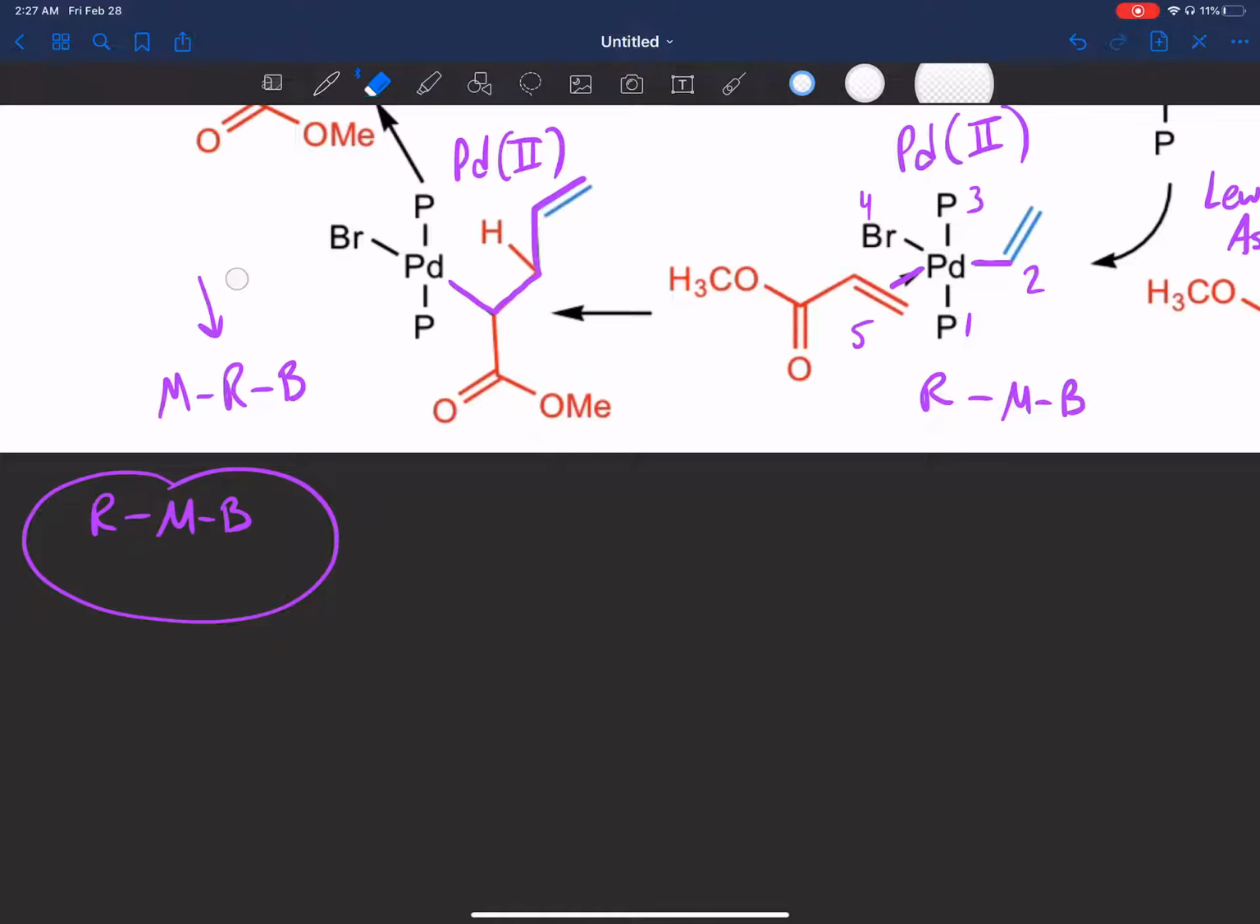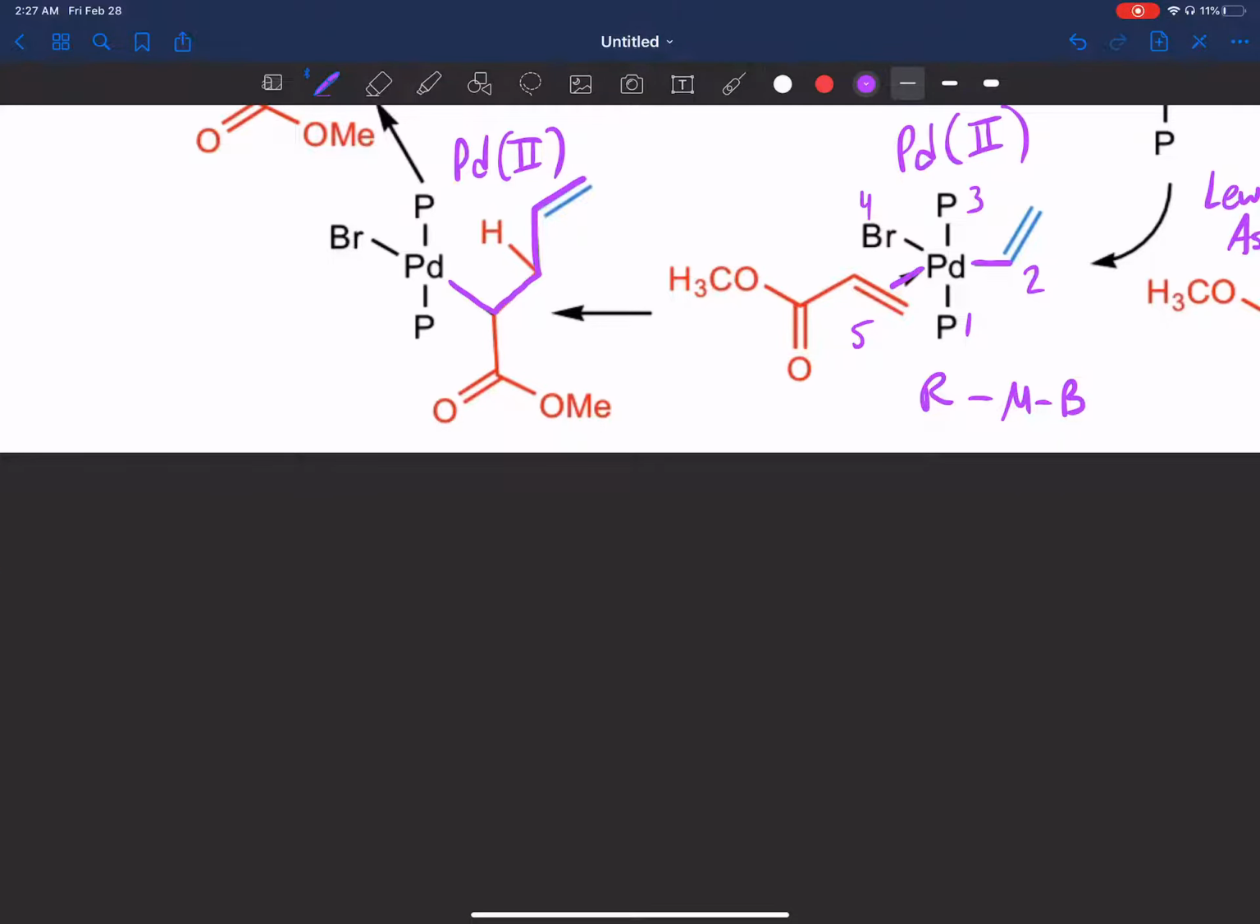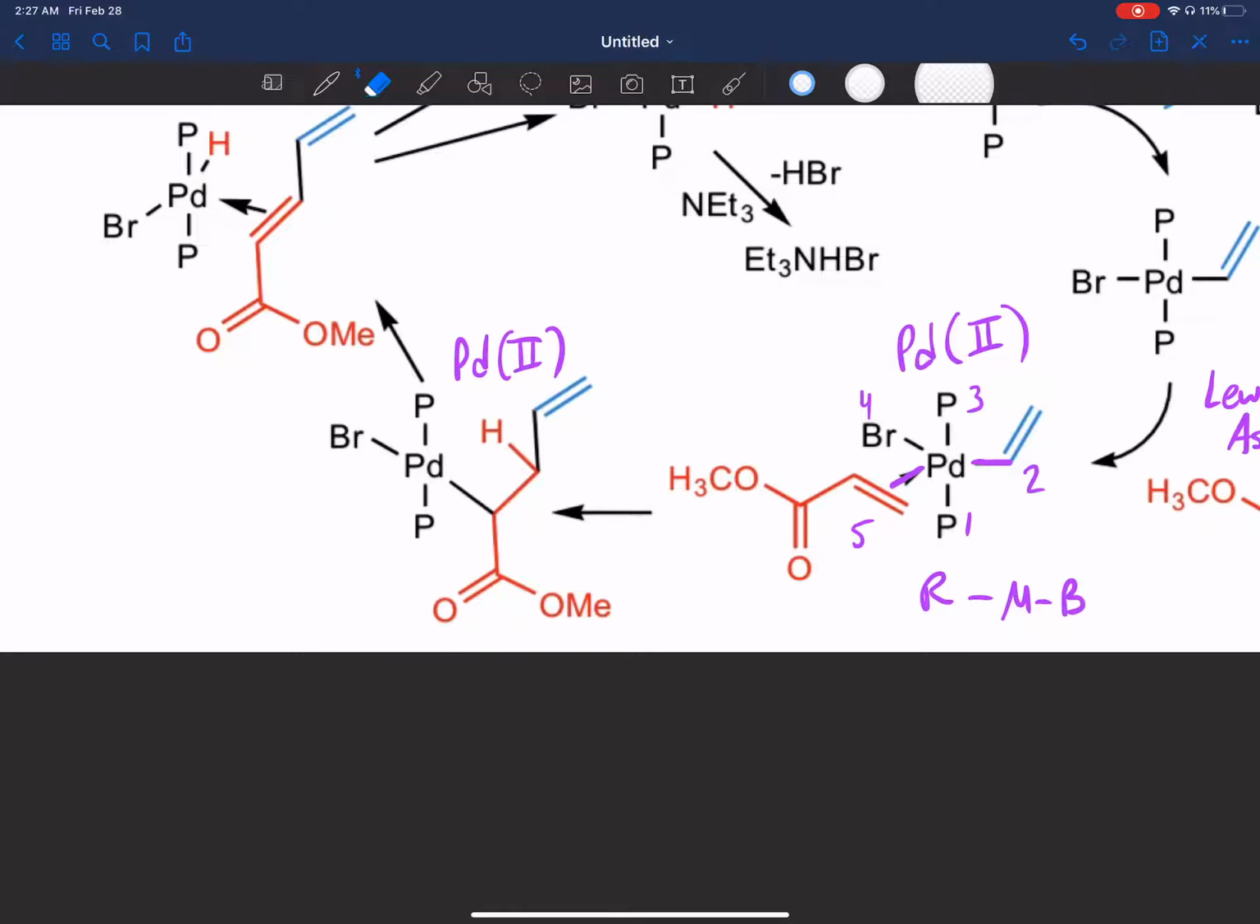That means it's a ligand insertion. The red chain inserted itself between the blue and the metal. So we'll call this ligand insertion.